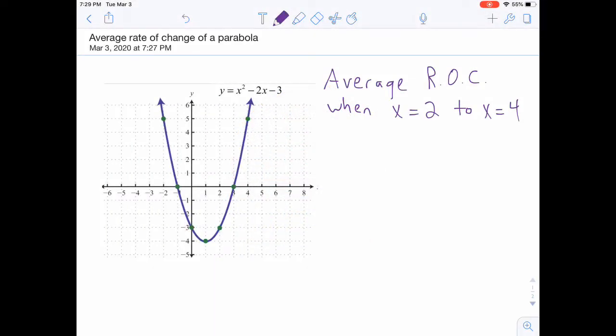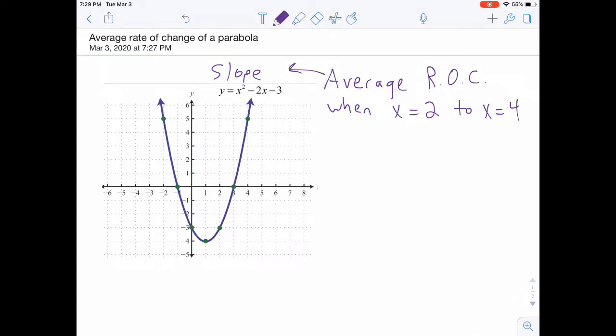Alright, so we're going to look at average rate of change in a quadratic equation, or in a parabola here. Now, way back when we did equations of lines, another word for average rate of change was the slope. And if I wanted to find the slope of a graph, yes, I could count rise over run, how many points I go up or down, and then left or right.